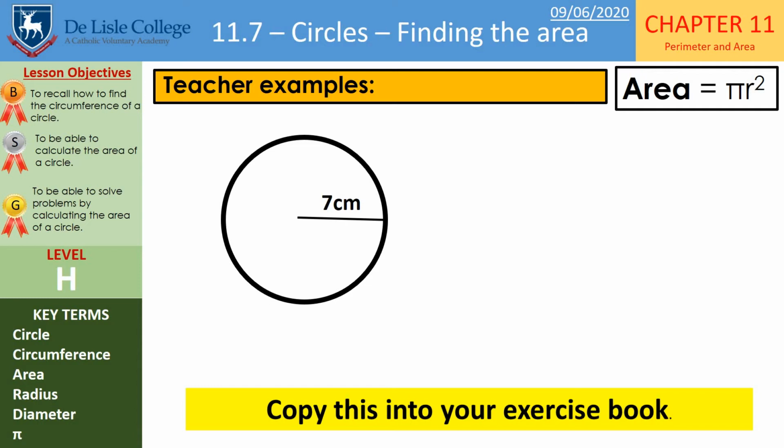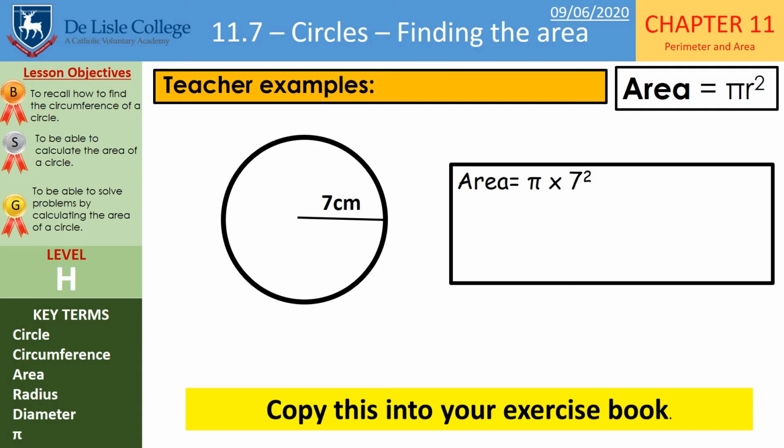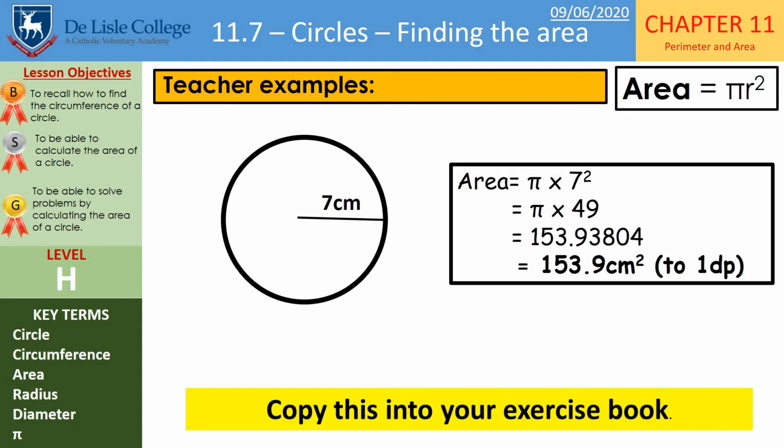Okay, so let's make sure we know what we're talking about. Here's a circle with a radius of 7 centimetres. We've got the formula at the top right there, and again you do need to learn the formulas. It's not given to you, so you need to learn it. So we've got area is pi times the radius squared, or pi times 7 squared, which is pi times 49, and there's your long decimal, and you round it to 1 decimal place. Don't forget to put centimetres squared.